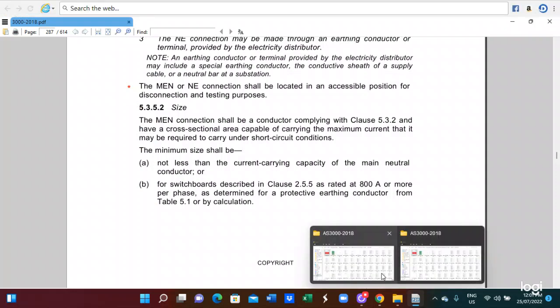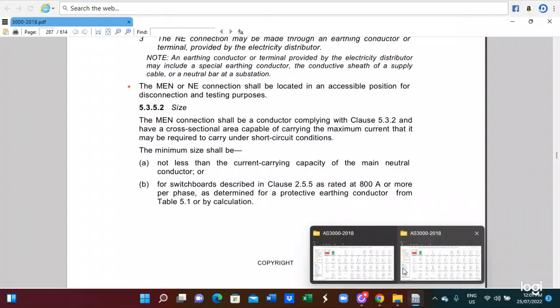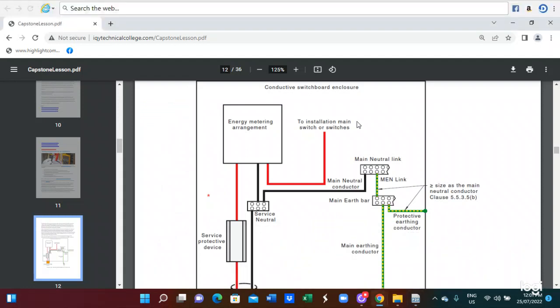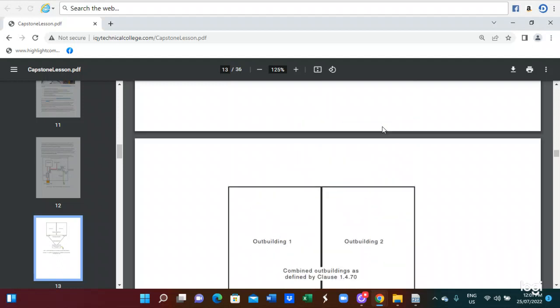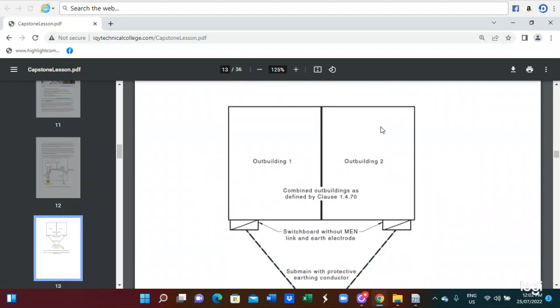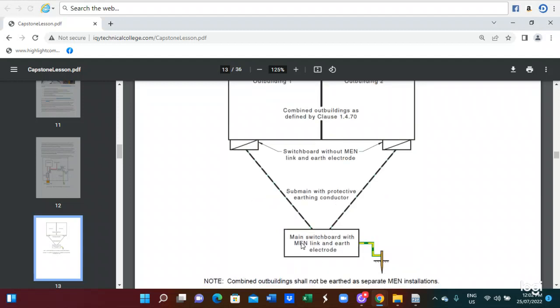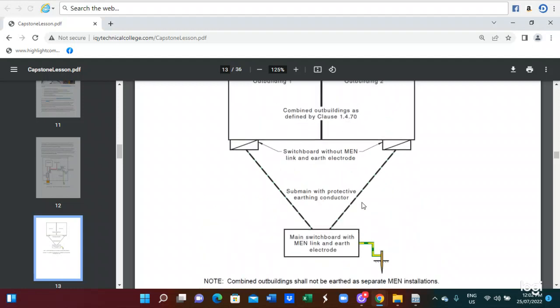So this is page 1 to 12 of the Capstone lesson. There I talk about how to set up, how to measure the protective earthing, how to do the visual inspection, and what the requirements are for the protective earthing conductor. Those are what I was talking about. Here is the outbuilding, also the main switchboard. We have connected to the combined outbuilding. So the earthing of the combined outbuilding must be followed. So this is also the adjustment of the earthing of the individual outbuilding. Also, you need to check and see the one video.